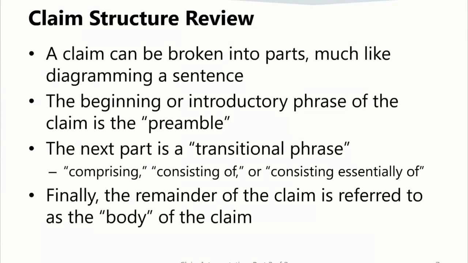The U.S. employs mainly three different transitional phrases: comprising, consisting of, or consisting essentially of. The transitional phrases define whether the scope of the claim is open or closed with respect to unrecited additional components or steps of the claim. The body of the claim is everything that occurs after the transitional phrase, setting forth the limitations of the claimed invention.